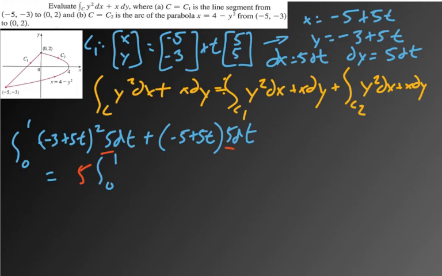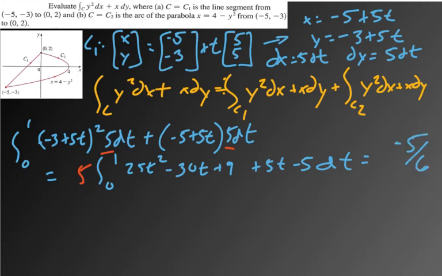So we're just going to square out that first thing. We get 25t squared, and then we get minus 30t, and then plus 9. And then we have a plus 5t minus 5. So I'm basically just combining like terms. And you can just take this dt out. So then, honestly, at this point it's just a nice polynomial thing, and don't forget about the 5 that's in here, and that comes out of the derivative. If you do all that out, you should just get -5 over 6, okay?